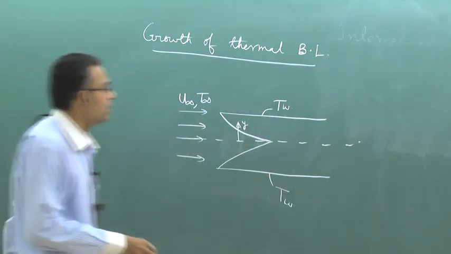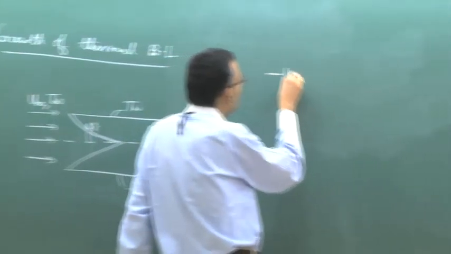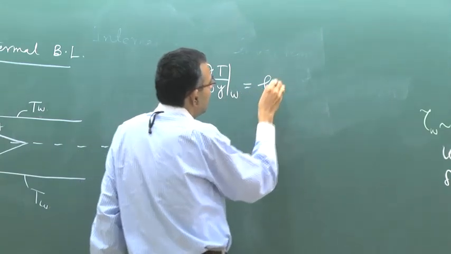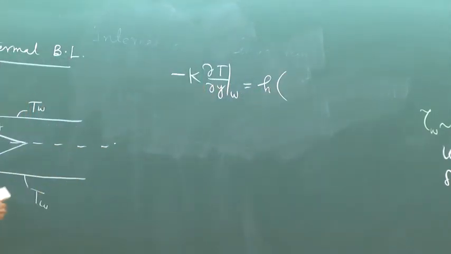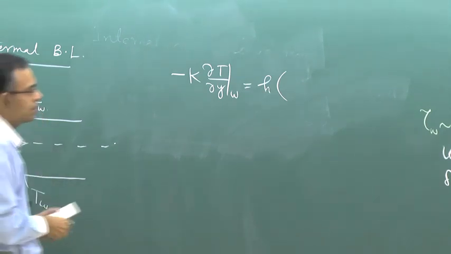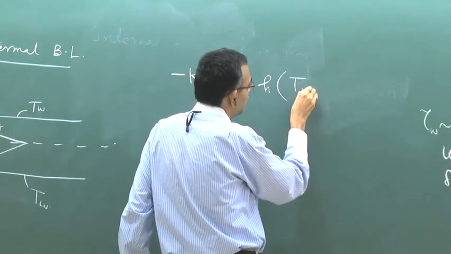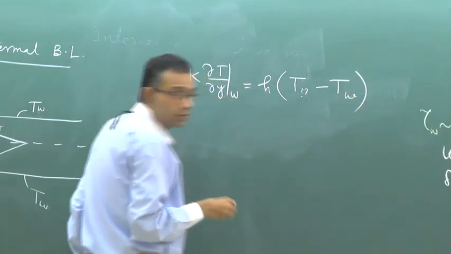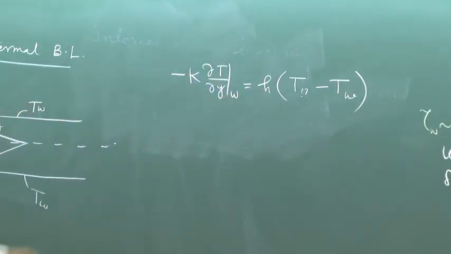So the question is, for internal flows, when you write minus k del T del y at the wall equal to h, we are writing a heat transfer equation, say from fluid to the wall. The wall temperature is different from the fluid temperature. So we are writing the heat flux, minus k del T del y at the wall, is equal to h into this temperature difference. So T, this is not T infinity. What is this that we will discuss? What is this?